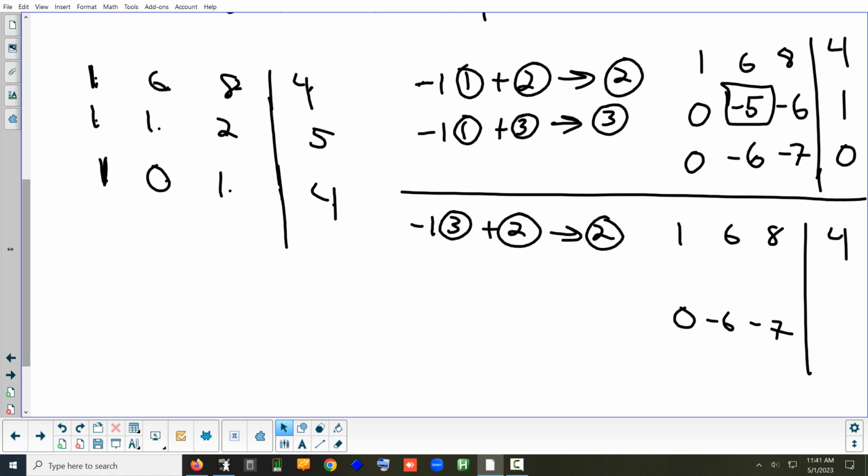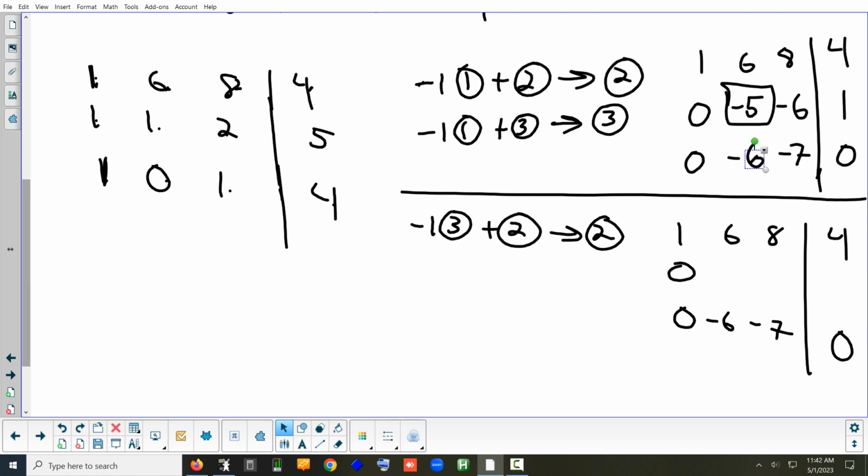0, -6, -7, 0. And now let's multiply everything by -1 and add it to what's above it. What's 0 times -1? 0. Plus 0? 0. Okay, you would not want to do that if it would have messed this 0 up. But it doesn't because there's a 0 under it. So it can't mess it up.